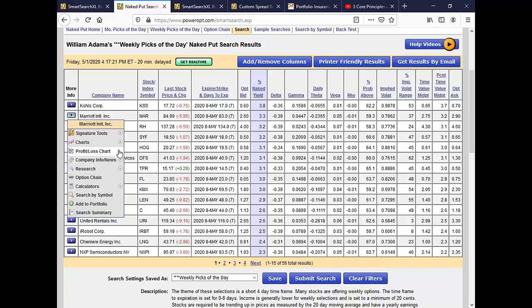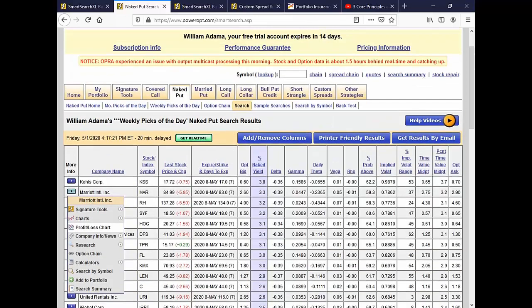And then, of course, we'll go to the profit and loss chart and run what-if scenarios. What if the stock does fall 5% in the next 10 days? What if it moves up 5% in the next 10 days? Excuse me, folks. Am I comfortable with the expected gain or loss in that scenario? There are also some default sample searches, and you can search by symbol as well.